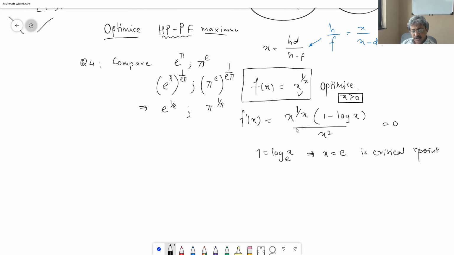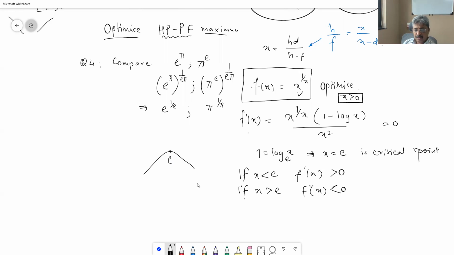So if you apply the first derivative test, then if x is smaller than e, f dash becomes positive. If x is smaller than e, f dash of x is greater than 0. If x is greater than e, f dash of x is smaller than 0. So for the function x raised to 1 upon x at e, to the left of e the slope of tangent is positive, to the right of e the slope of tangent is negative, and therefore at e this is supposed to be maximum.